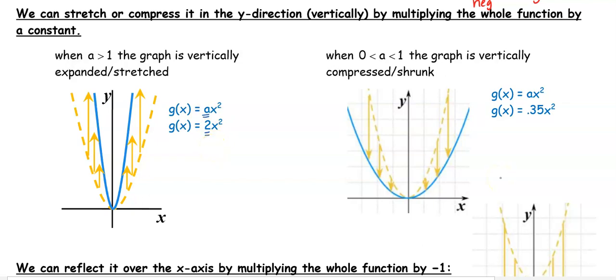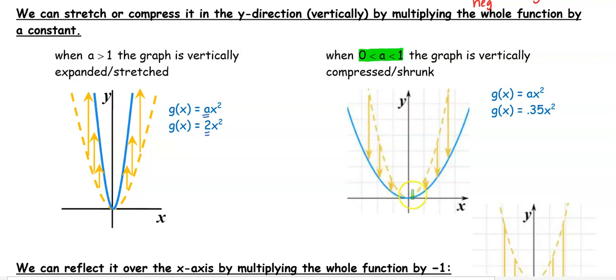Now we look at the next one. Sometimes we forget the whole thing. You just want to say less than 0. It's not less than 0. It's between 0 and 1. So it's that decimal or fraction between 0 and 1. When it's between 0 and 1, you are going to vertically shrink it or compress it.